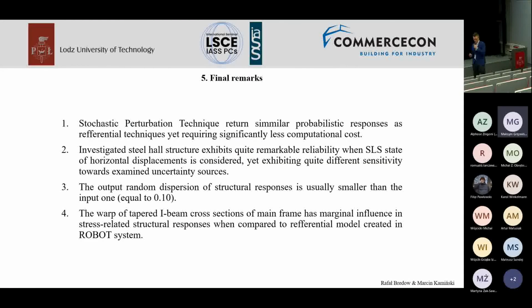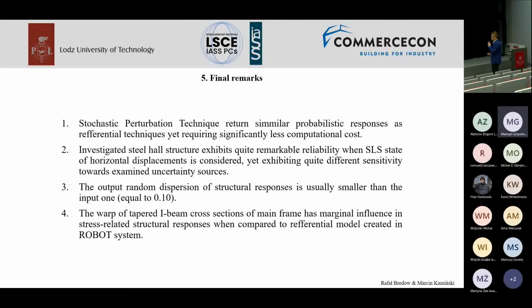So to conclude, firstly and most importantly, the stochastic perturbation technique returned similar responses and probabilistic figures as Monte Carlo simulations and the semi-analytical approach, yet requiring much less computational cost, which I believe is crucial, especially in structural dynamics, when the probabilistic approach has to be taken at each time step of calculation. So a lot of samplings, let's say in Monte Carlo simulations, would have to be done at each time step. So this stochastic perturbation technique implementation is, I believe, crucial.